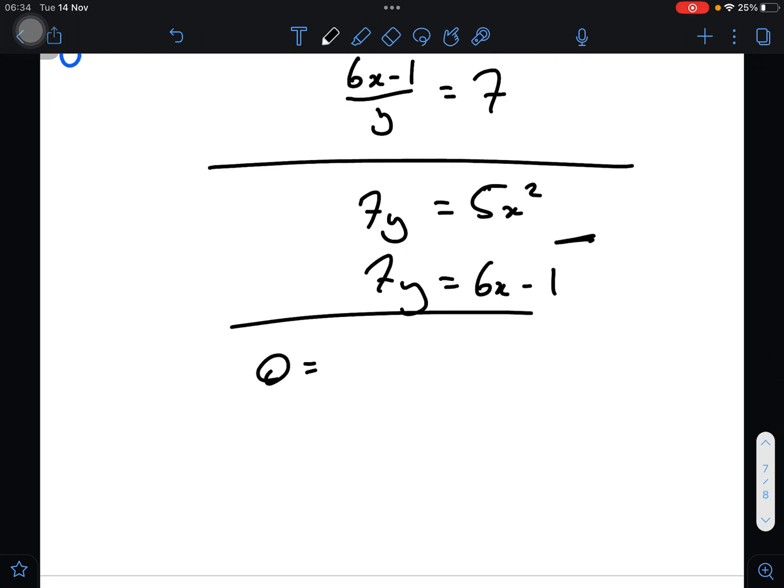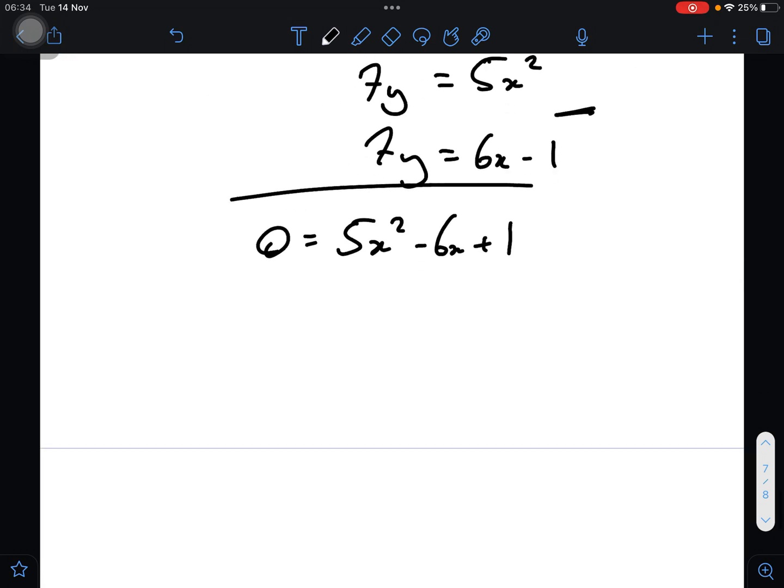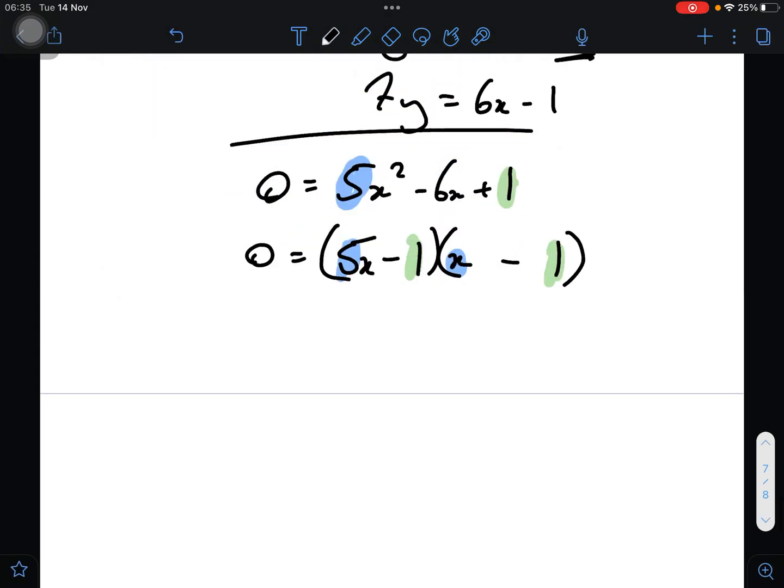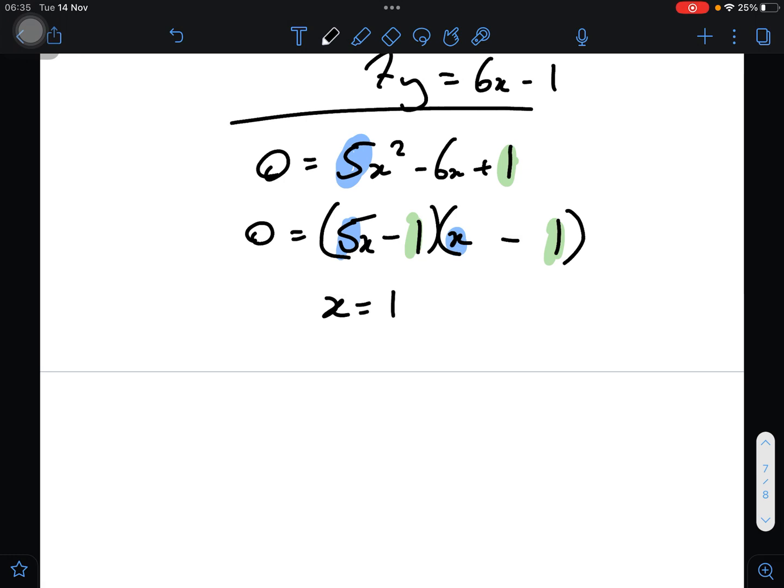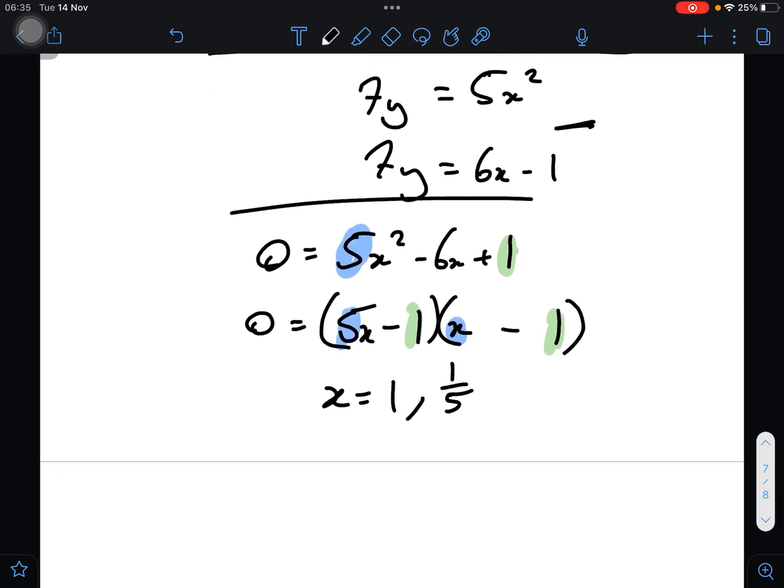So obviously we're going to get 0 on that side, and then we're going to get 5x squared minus 6x plus 1. Again, when we're solving these, think what goes into 5x squared. Well, it can only be 5x and x, and therefore we need 1 and 1 to get to our 1 here. So we think about our 5x, and then we think about our 1 here, and therefore these must be 1s. And so now all we've got to think about is our signs to get the term in the middle. We need minus and minus. So therefore, x is 1 or 1 over 5. All that's left now is to find y.